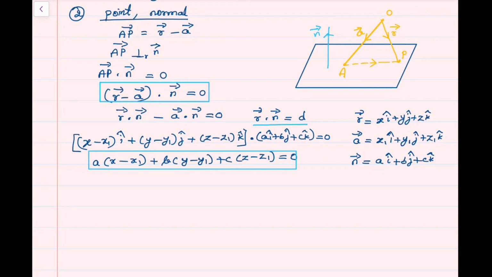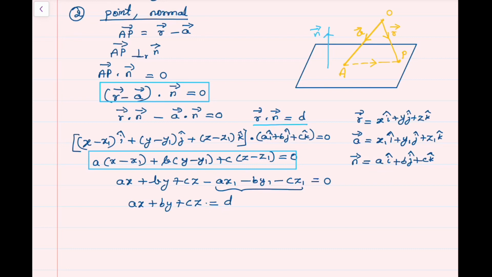Let us open the brackets and simplify this equation. Ax plus by plus cz minus ax1 minus by1 minus cz1 equal to 0. Minus ax1 minus by1 minus cz1 is the constant term. Ax plus by plus cz is equal to d, where d is the constant term. Therefore, the plane equation is a linear equation in x, y and z.